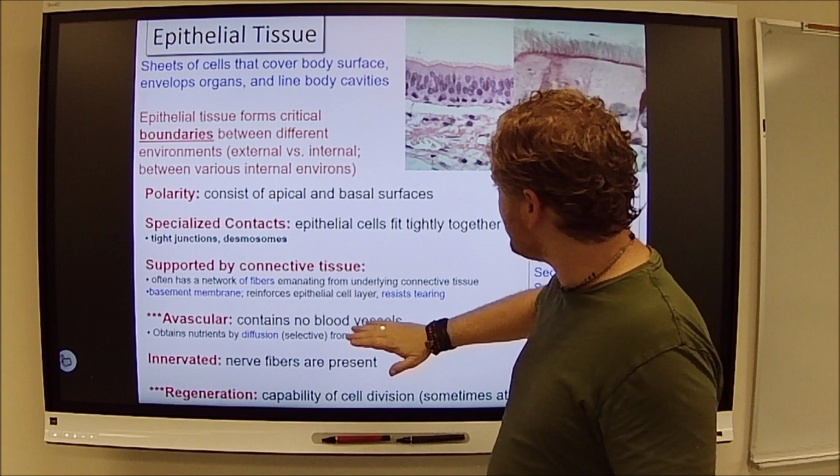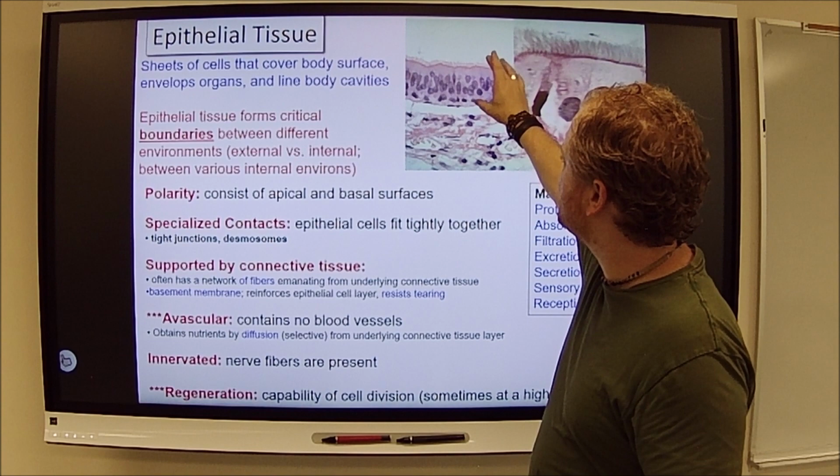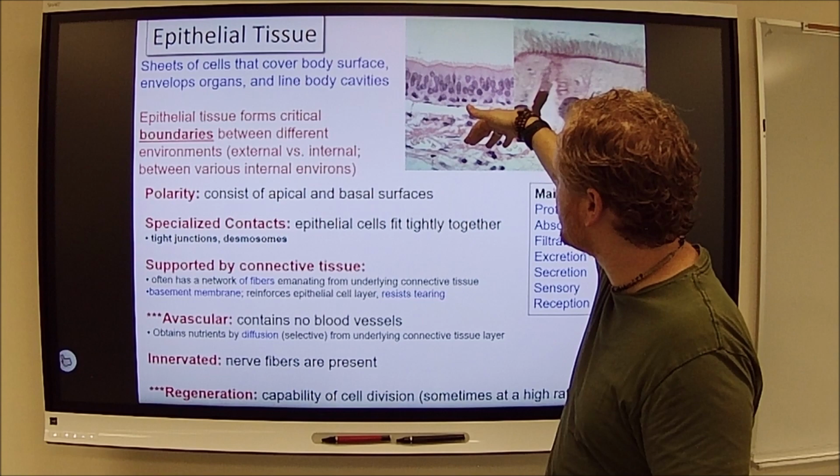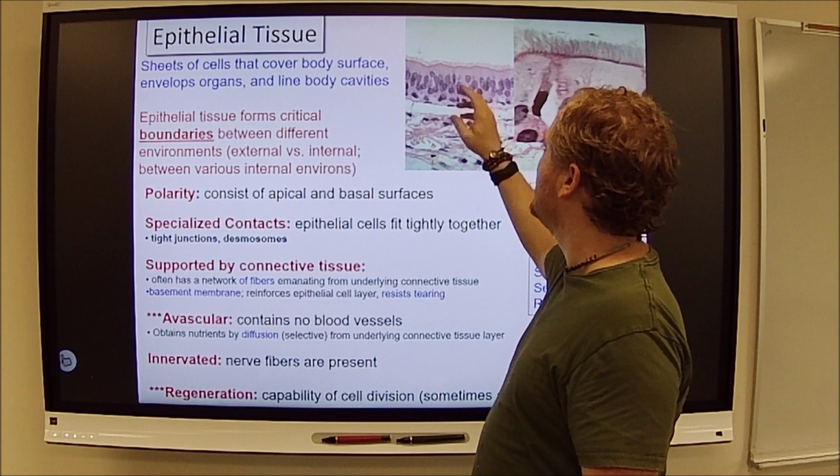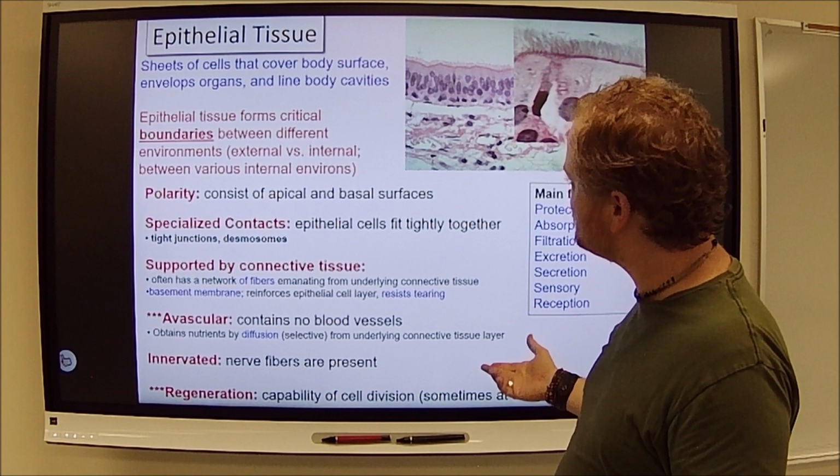They will be avascular. You can see blood vessels down at the base of this. This is connective tissue. There are no blood vessels up in the physical epithelium. Because epithelia are avascular, they're supported both chemically and physically by this underlying connective tissue. There will be a diffusion up of nutrients to keep that tissue functioning. And that's more or less good enough for me.